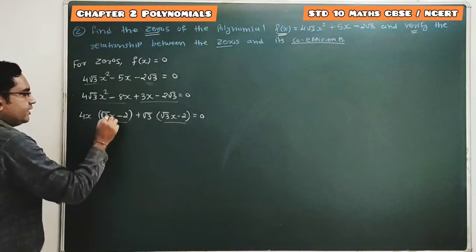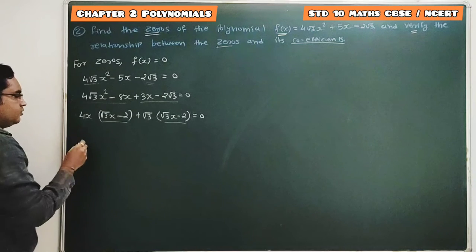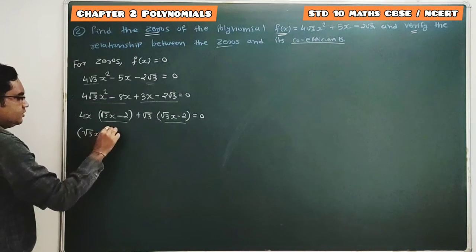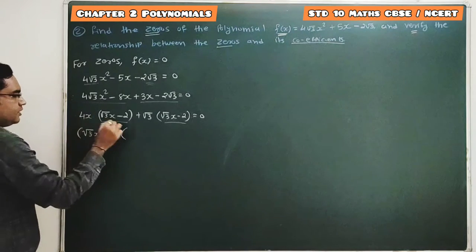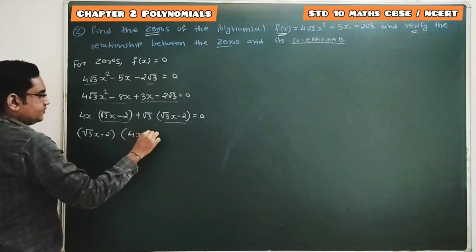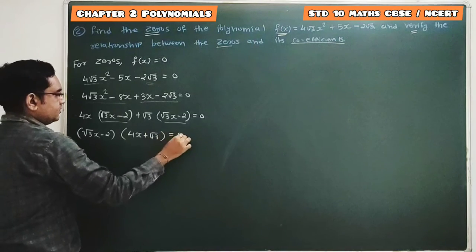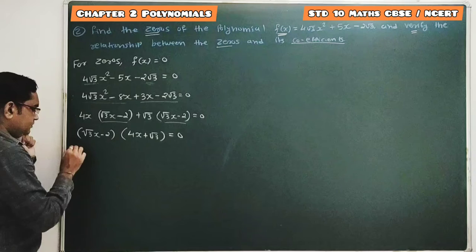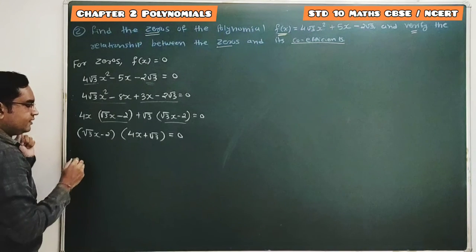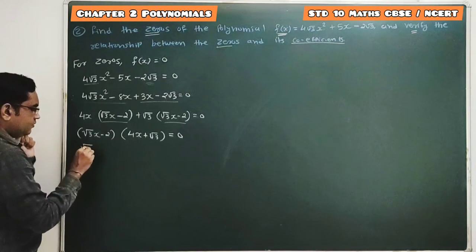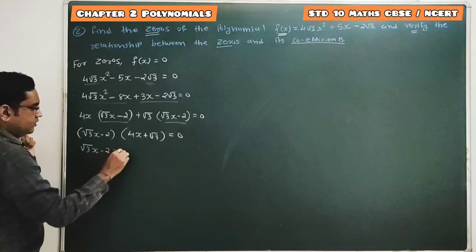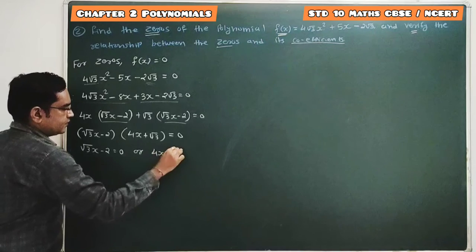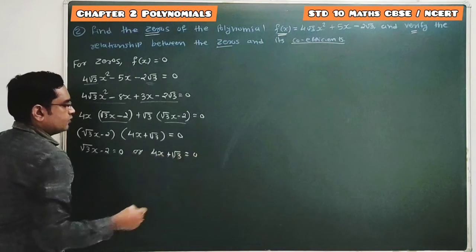From this group we can take root 3x minus 2 as a common term. Remaining terms are 4x plus root 3 equal to 0. Again, the product of these two factors is 0, so either one or both factors are 0. So we can say root 3x minus 2 equal to 0, or 4x plus root 3 equal to 0.